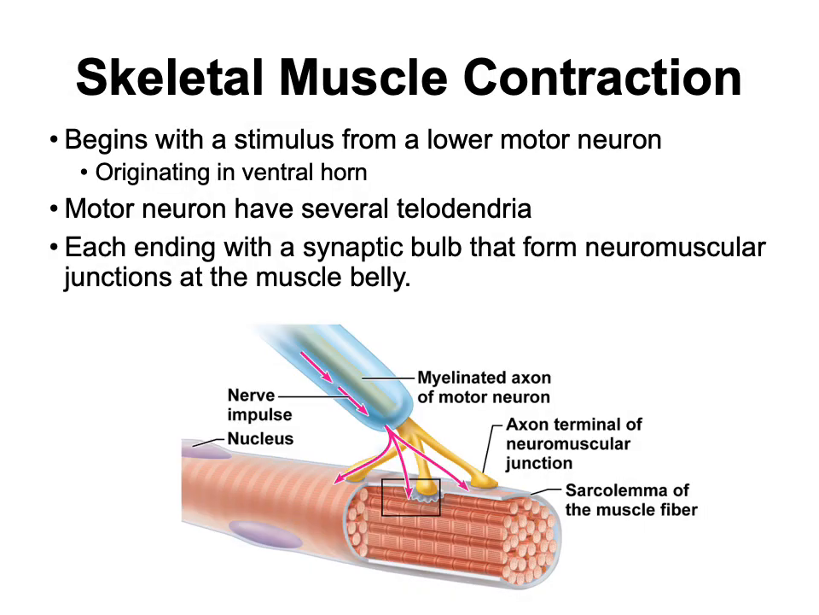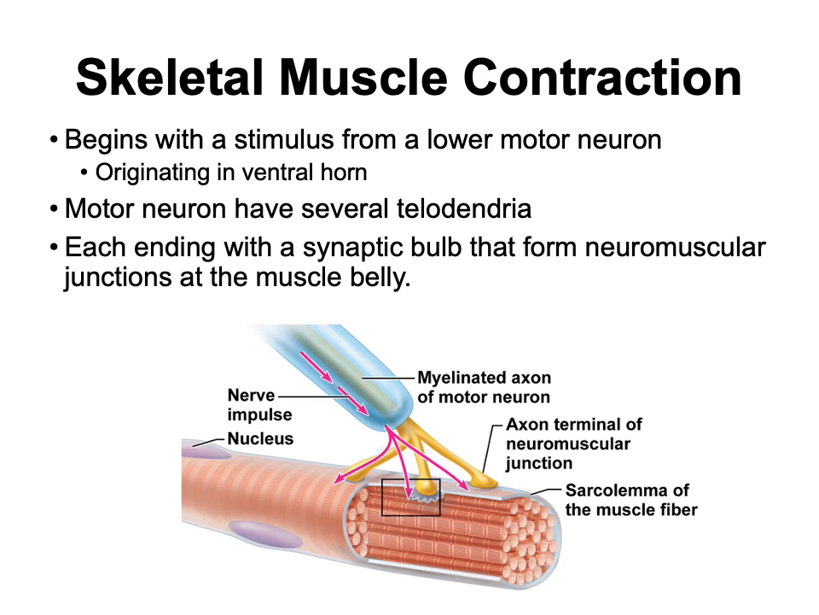A skeletal muscle contraction begins with a stimulus from the lower motor neuron. The cell body originates in the ventral horn, and the neuron fiber exits through the motor nerve root, and it'll join with the whole spinal nerve just proximal to the intervertebral foramen, and then it'll reach its target skeletal muscle cell via a peripheral nerve.